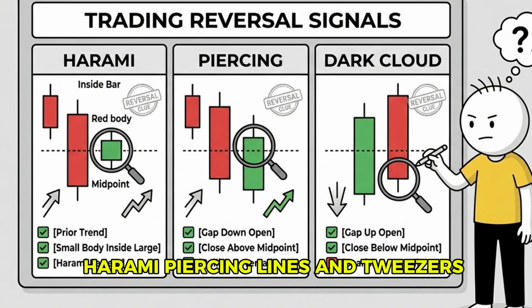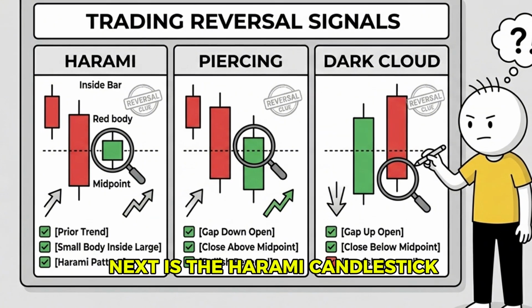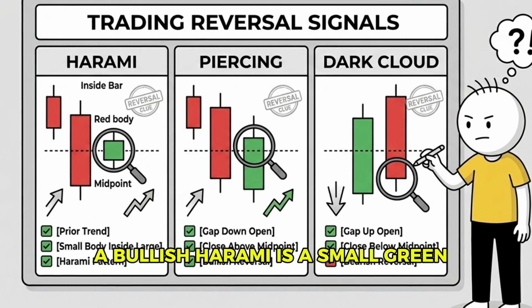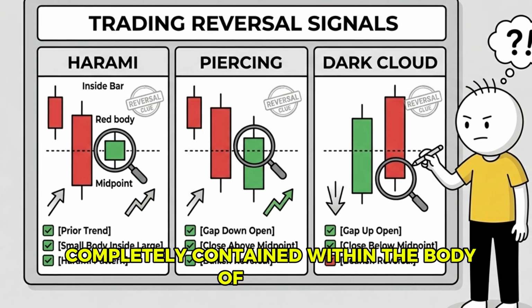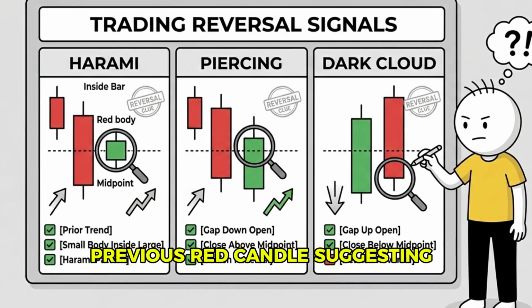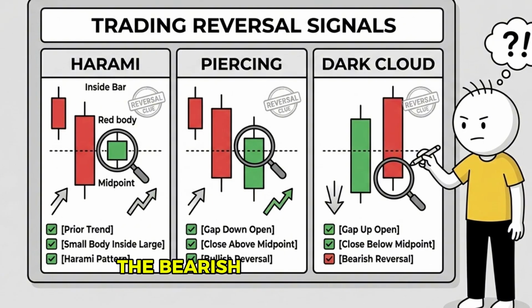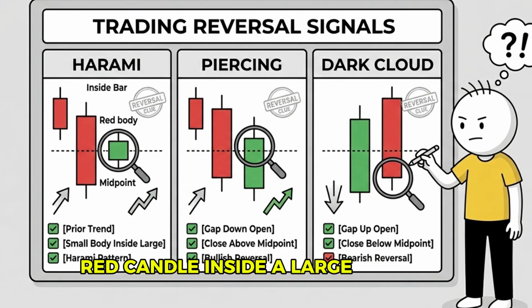Harami, piercing lines and tweezers. Next is the Harami candlestick. A bullish harami is a small green candle completely contained within the body of a large previous red candle, suggesting a reversal. The bearish harami is a small red candle inside a large green one.